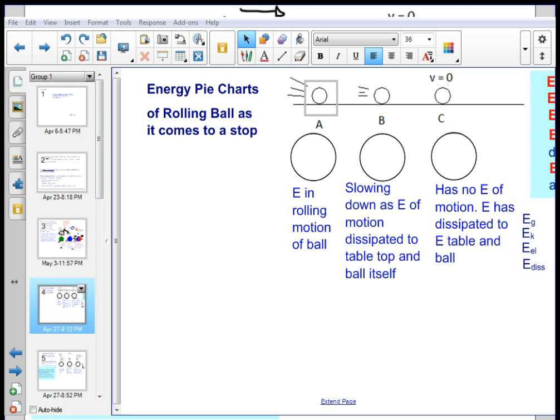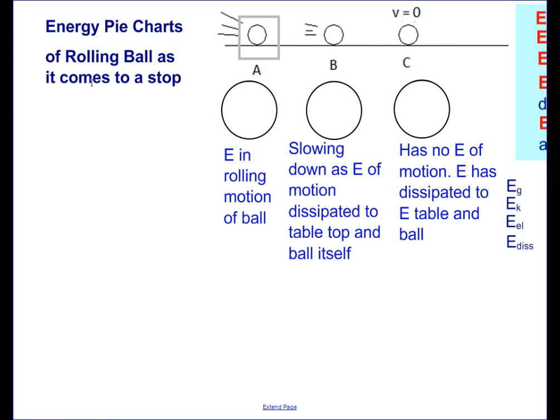Hey guys and girls, we are back talking about energy transformation. We're talking about pie charts and representing how much energy that we have. We are going to be looking at this example of a rolling ball as it's coming to a stop. So again, the three pictures we have here, A, B, and C, are going to represent that nanosecond of what is going on at the particular time.